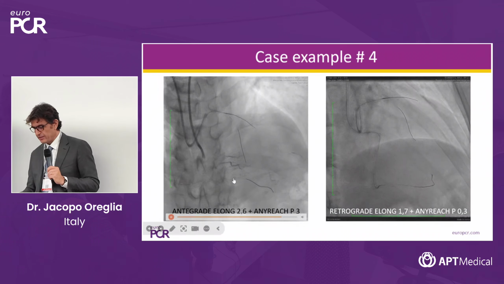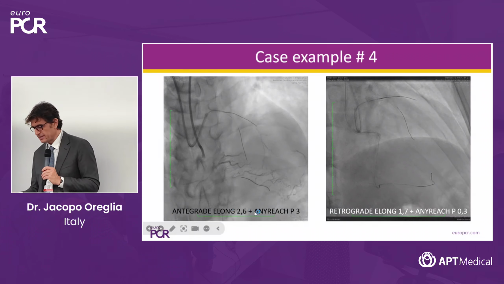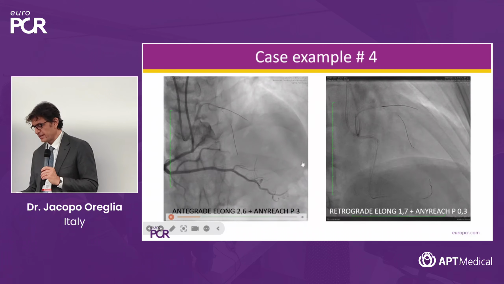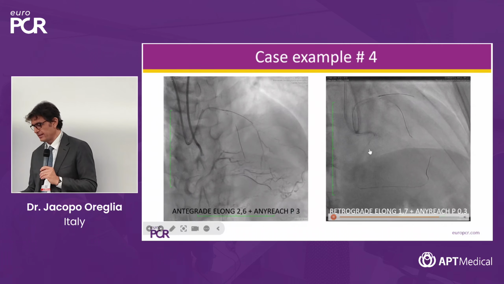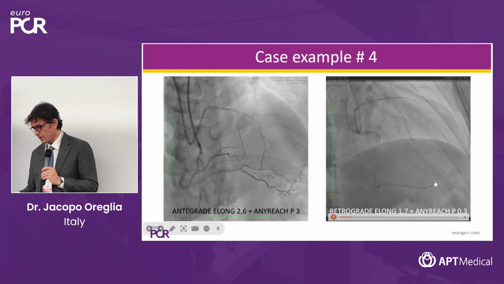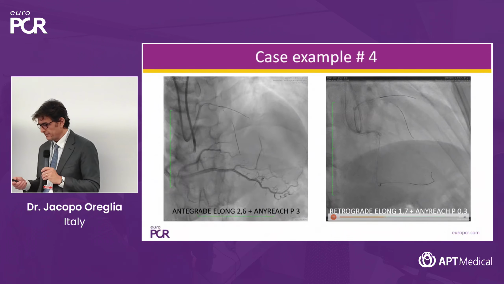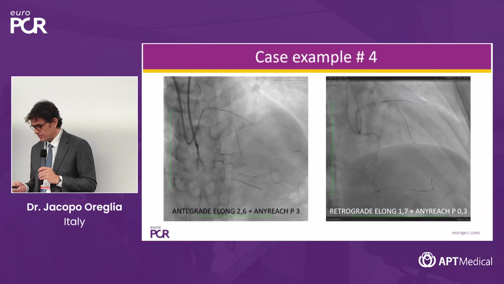So again, retrograde with antegrade with an Ultimate Bros 3, and reach P3, which is extra plug, retrograde with a Sion and reach P03. You see the crossing of the septal, very easy. It was not a very complex septal, actually. It crossed it very easily.